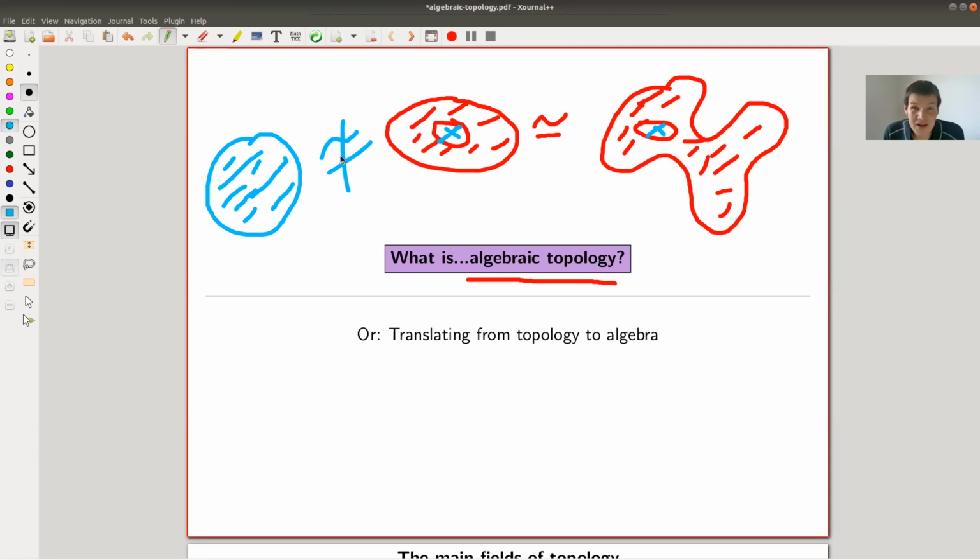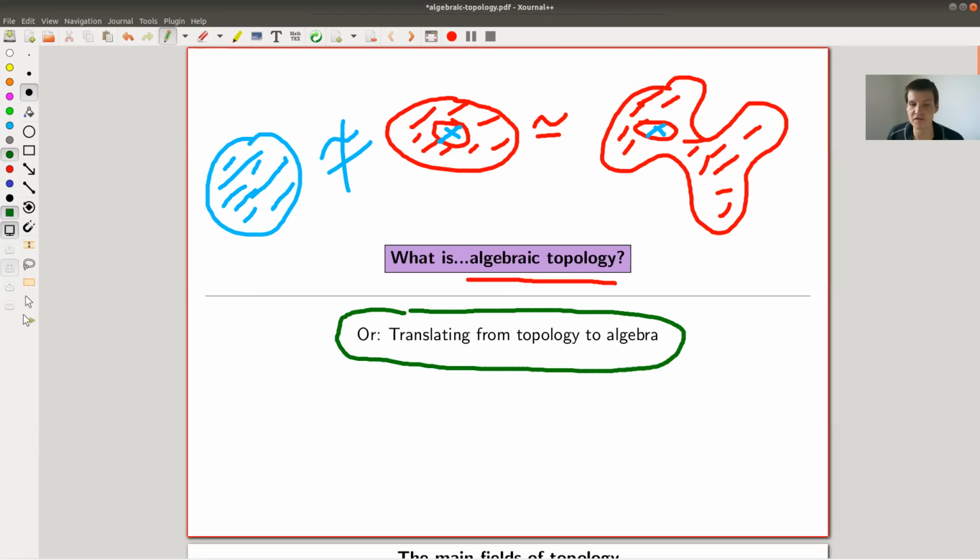And what is algebraic topology? Well, algebraic topology is actually a translation. It turns out that in a lot of cases, topological data is really important. So shape matters. That's the slogan of topology. Shape matters. But it's also very hard. So you would like to translate whatever you want to know about shapes into something you can actually compute. And that's what algebraic topology is doing for you.